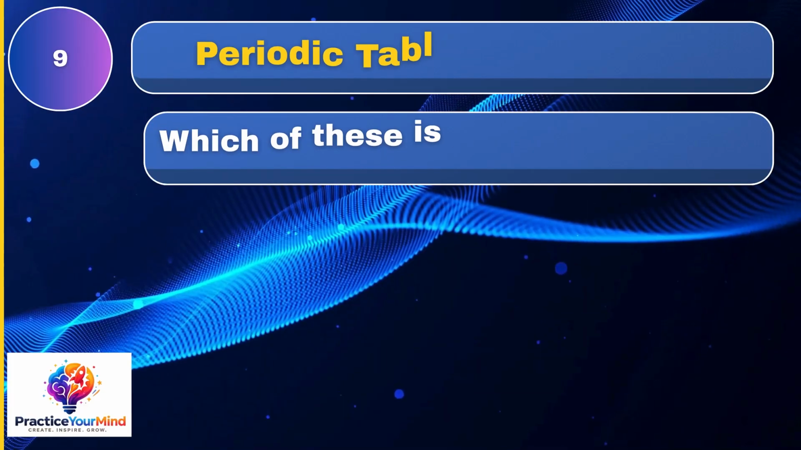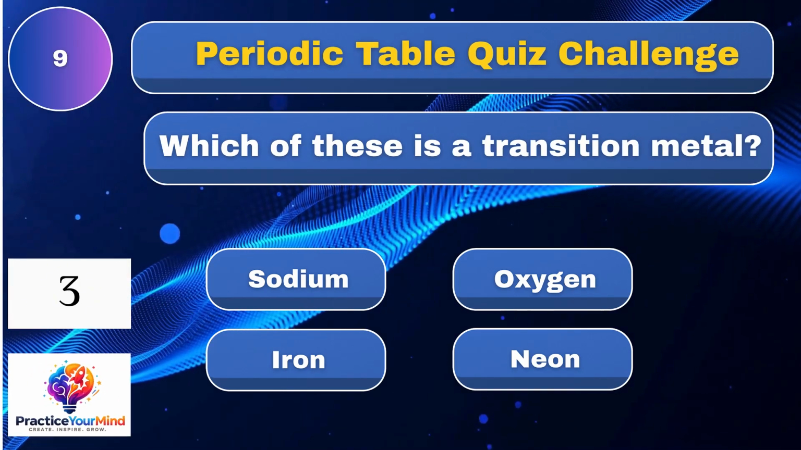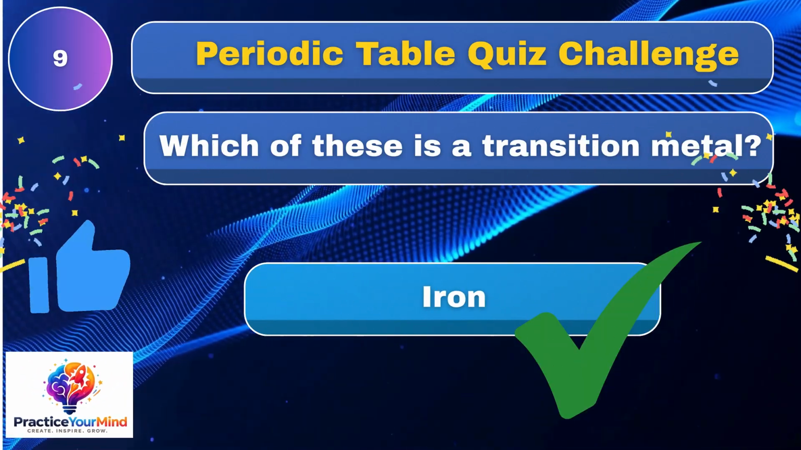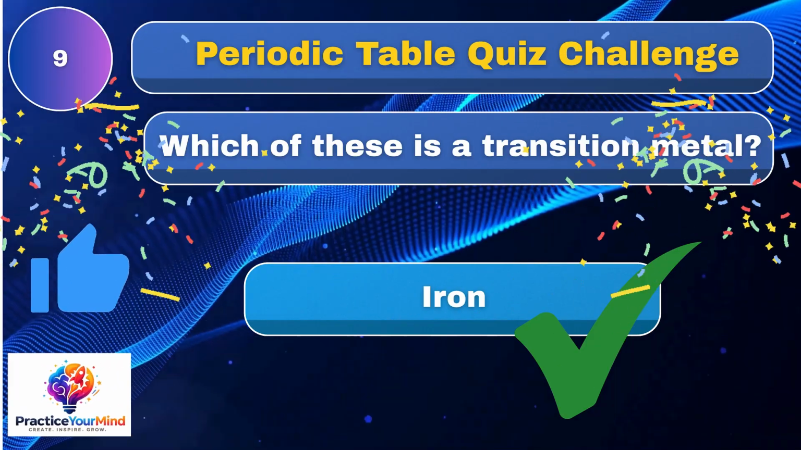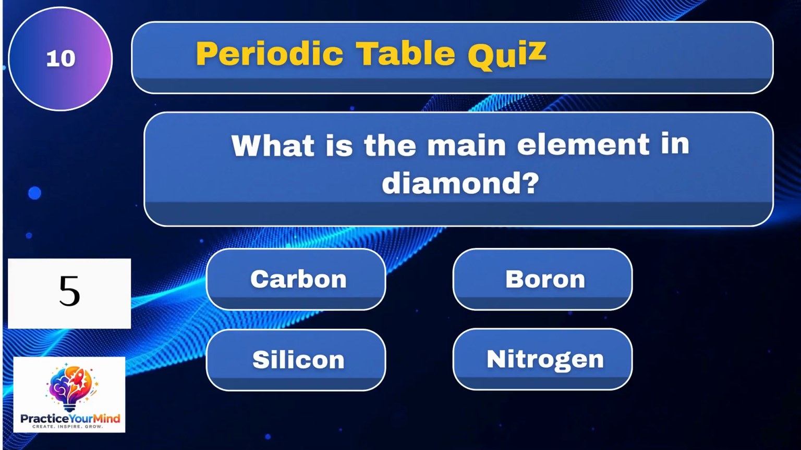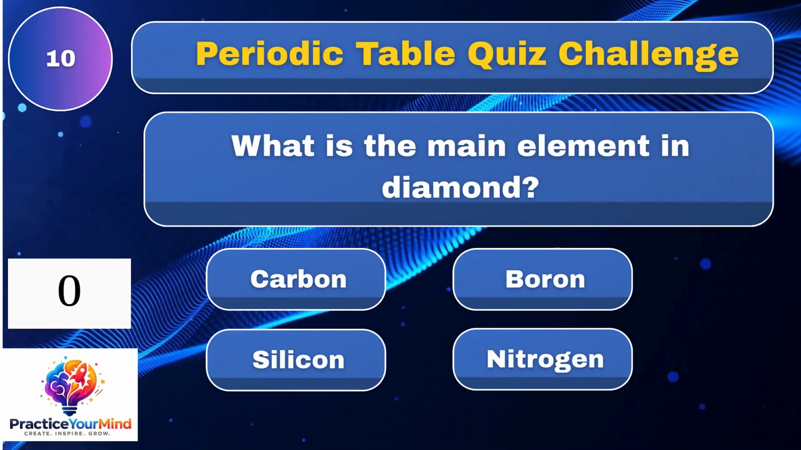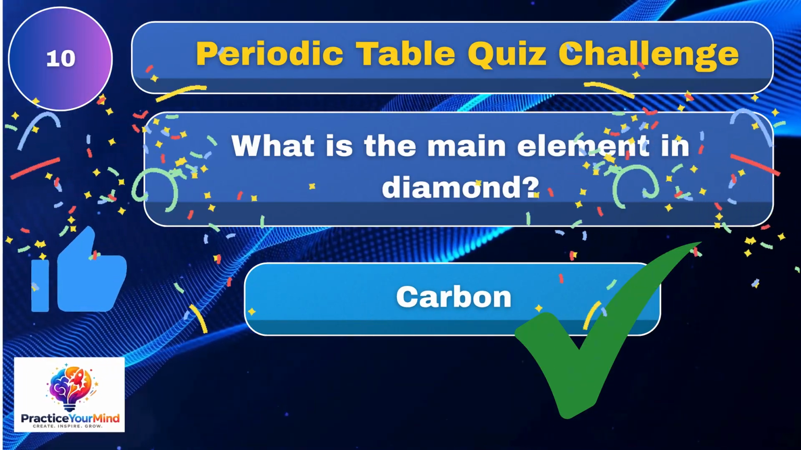Next up, question 9. Which of these is a transition metal? Great. Iron is a transition metal. Ready for more? Question 10. What is the main element in diamond? Excellent. Diamonds are made of carbon.